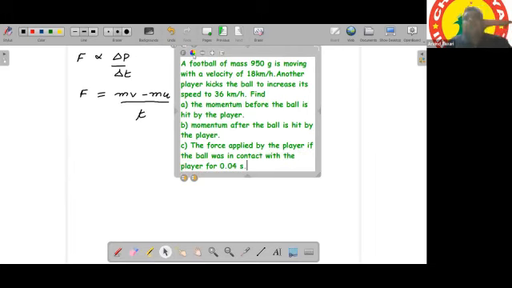Okay. So you have your three questions. First of all, you have to find the momentum before the ball is hit by the player. Second, you have to find out the momentum after the ball is hit by the player. And third, you have to find the force applied by the player if the ball was in contact with the player for 0.4 seconds.